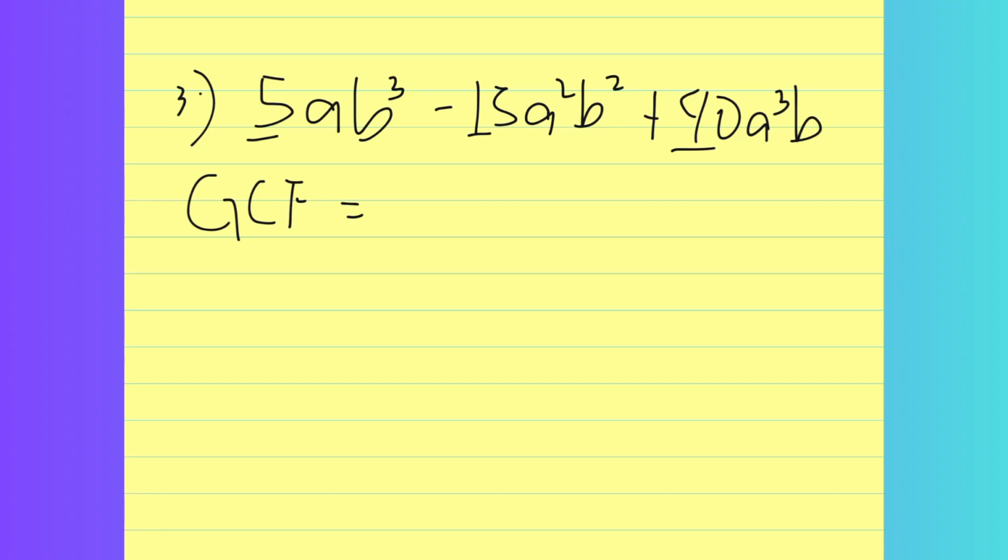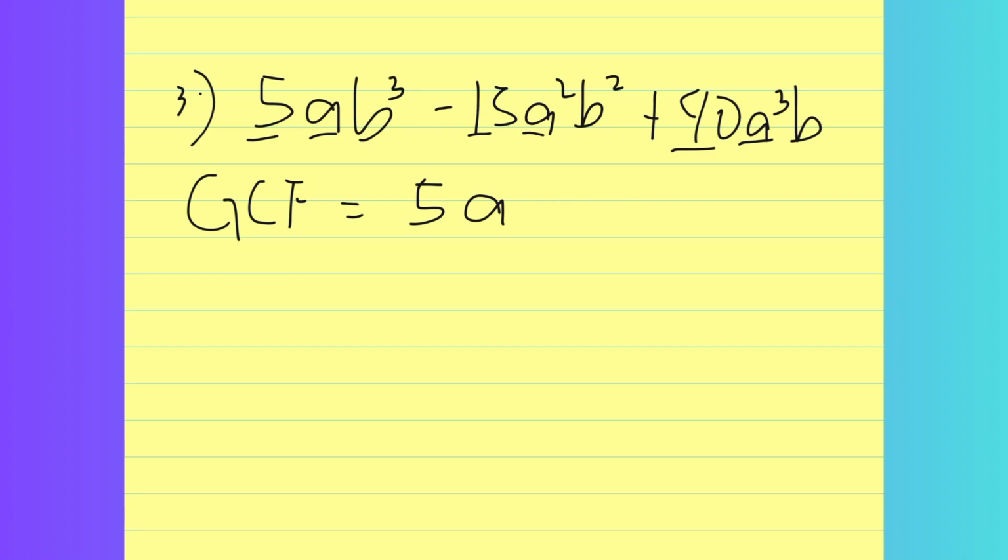So the greatest integer that divides each of the coefficients of the polynomial is 5, because 5 is divisible by itself, 5 is also divisible by 15, and 15 is divisible by 5, and 40 is also divisible by 5. Next, for the variable a, look at the variable a and choose the smallest exponent. So the smallest exponent of a is 1. Therefore, that is our greatest common factor in terms of a.